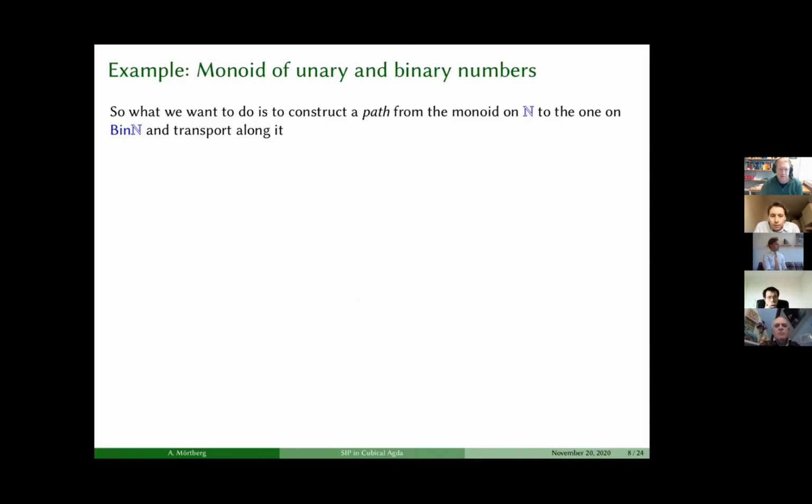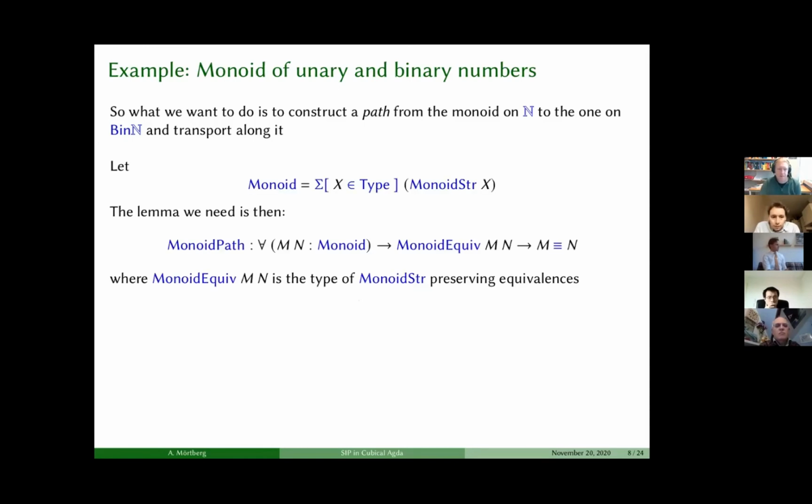So let me make this a bit more precise. You can define monoids your favorite way, for example, like this. So a monoid is just a sigma type with some X in the universe of types with some monoid structure. The monoid structure can be represented as a record or another sigma type with a unit element and a binary operation and the standard laws.